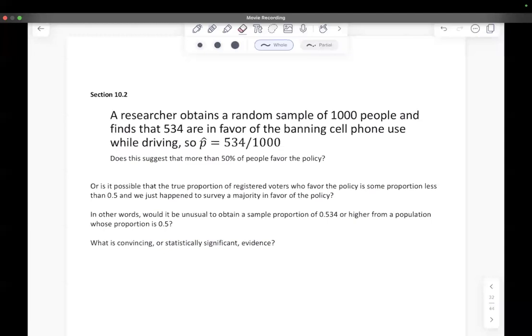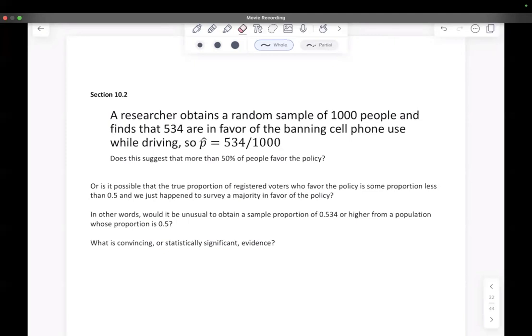All right. So a researcher obtained a random sample of 1,000 people and found that 534 are in favor of banning cell phone use while driving. So your p-hat would be 53.4% or 0.534. Does this suggest that more than 50% of the people favor the policy? Or is it possible that that proportion could be less than 50%, 0.5? Would it be unusual to obtain a sample proportion of 0.534 or higher from a population whose proportion is 0.5?